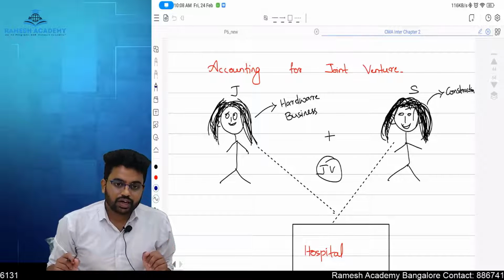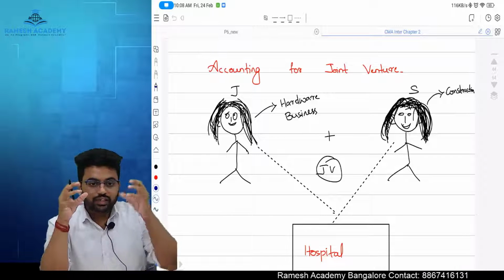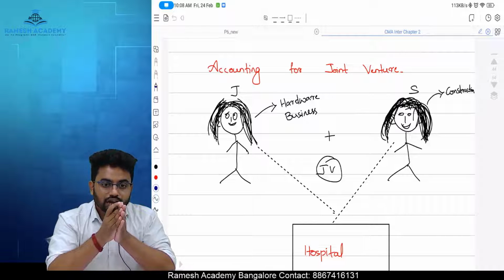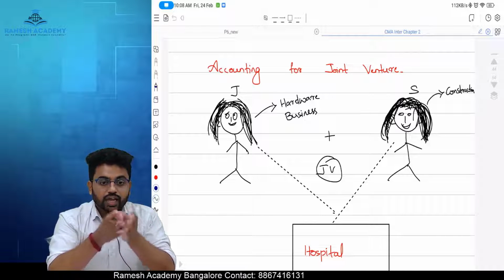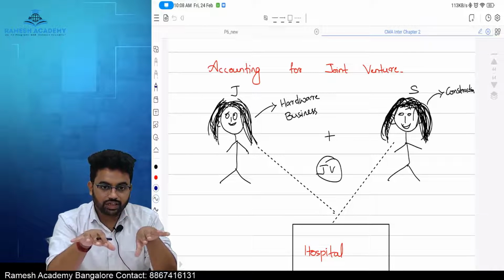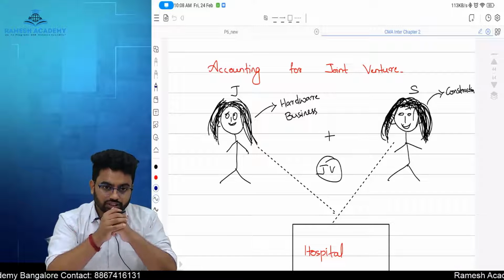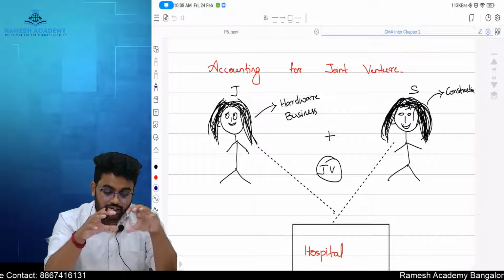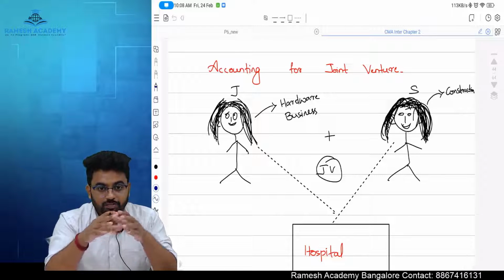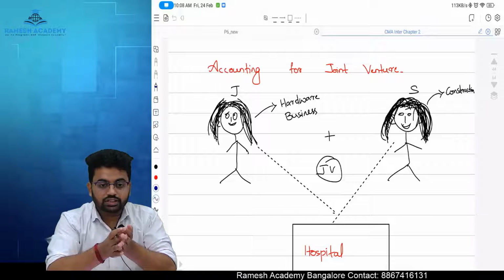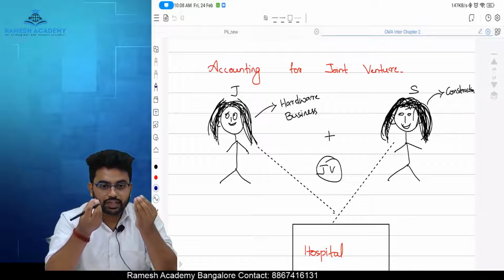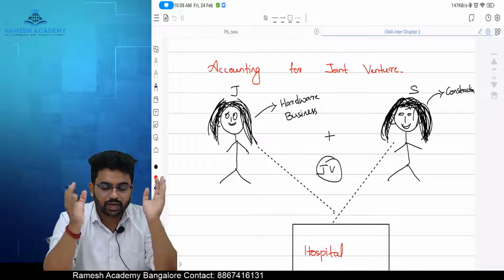But in joint venture, different people come together and start a business to carry on a certain particular task. They will bring all the resources, and at the end of the day, after completion of that particular task, they will share the profit of that task and close the business. So joint venture, in simple terms, is nothing but a temporary partnership.